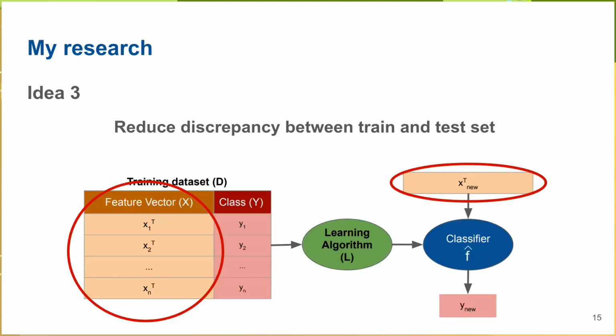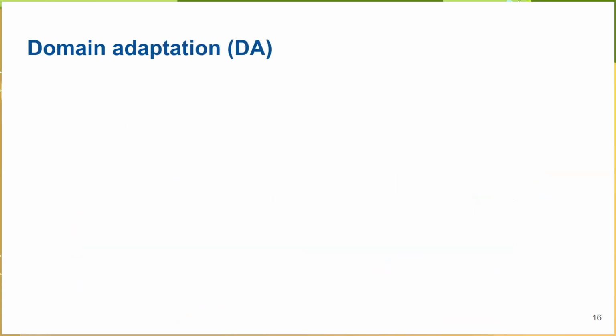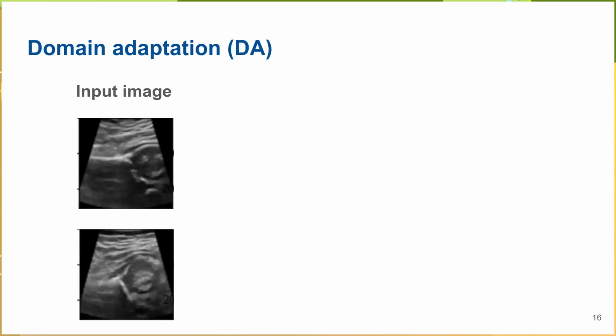The third idea is to reduce the discrepancy between the train and test set. So now we are going to be dealing with the feature vectors, both in training and in test. There are different ways of trying to reduce the discrepancy. In this presentation, I'm going to mention only one of them, domain adaptation.